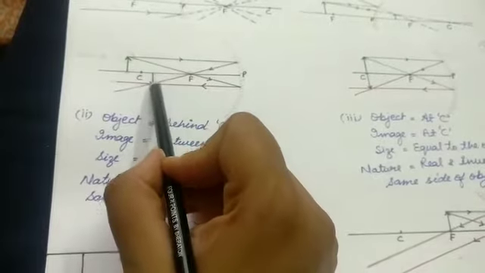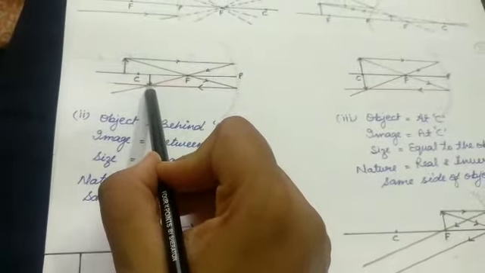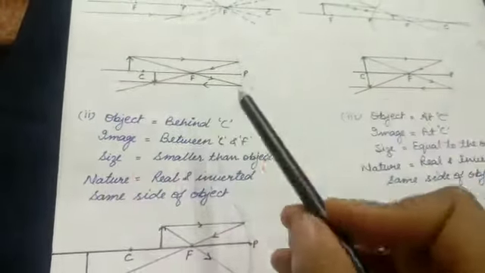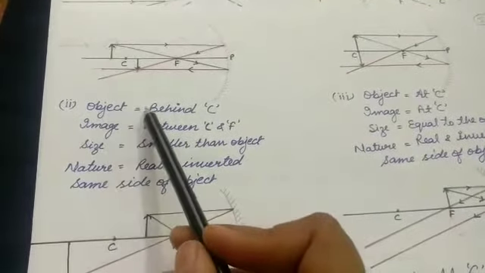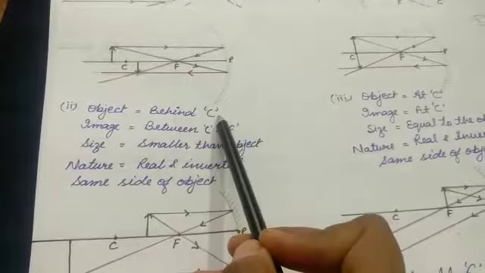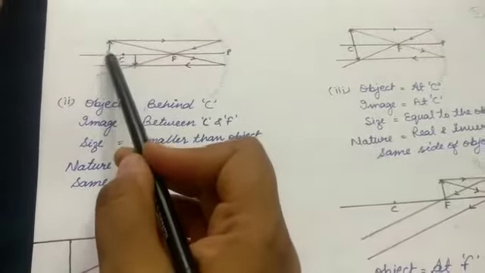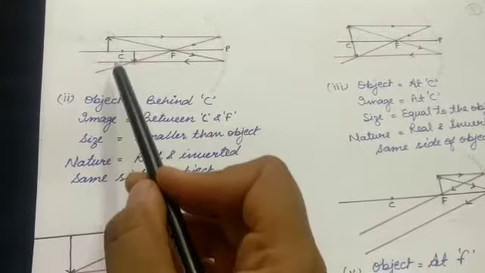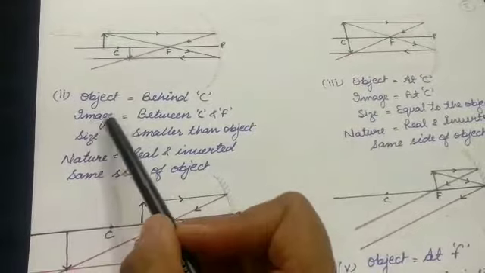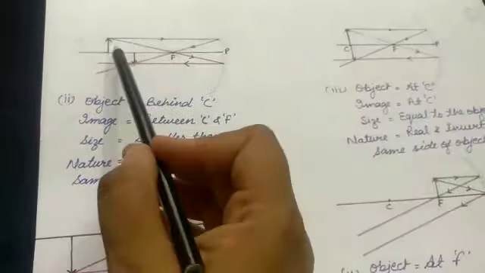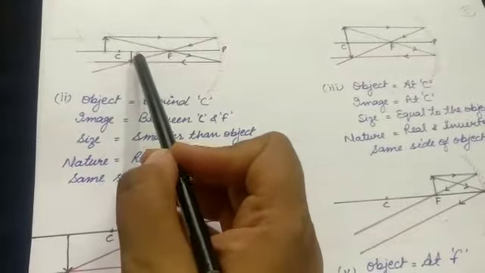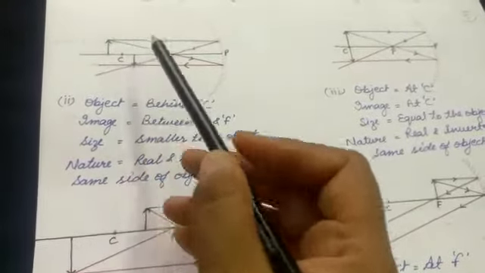But the image which is formed here is upside down or inverted. So what information do we get from this diagram? First of all, that the object is placed behind the center of curvature. Now where is the image formed? Image is formed between the curvature and the focus point. See here, curvature and focus point. The image is formed between these two points.